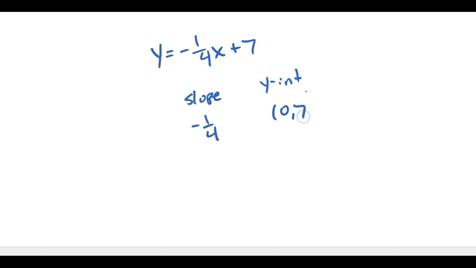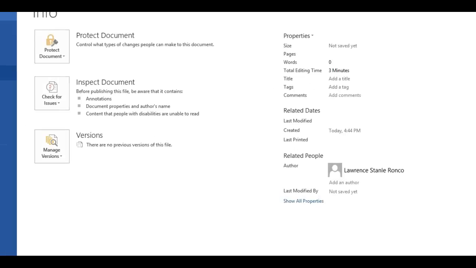Y is equal to -1/4 x plus 7. My slope is -1/4. My y-intercept is at (0, 7). Okay, so last thing.